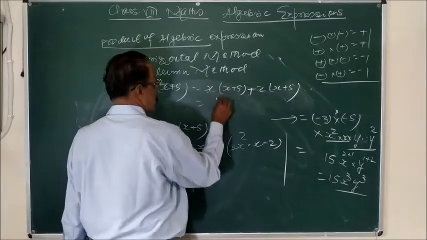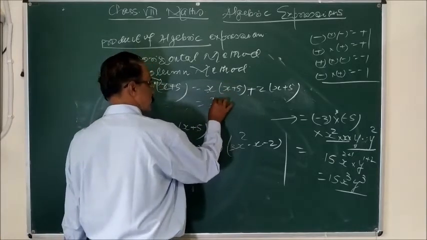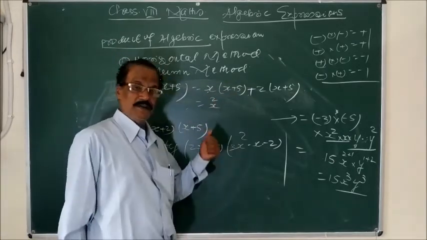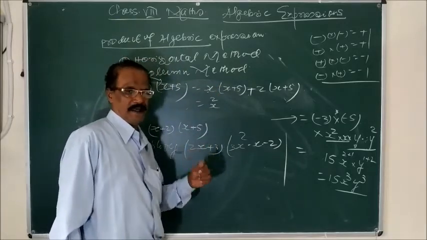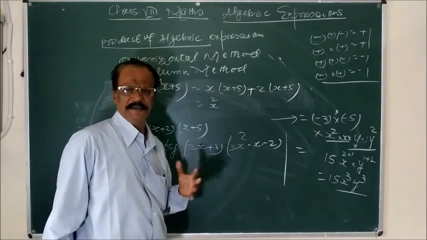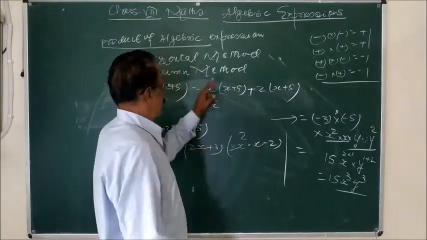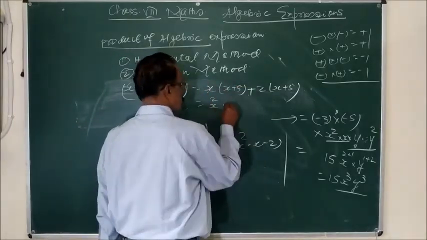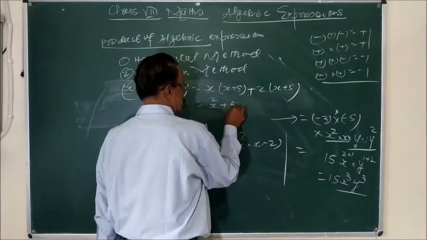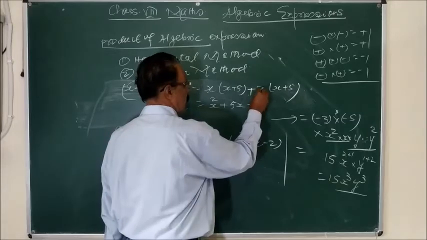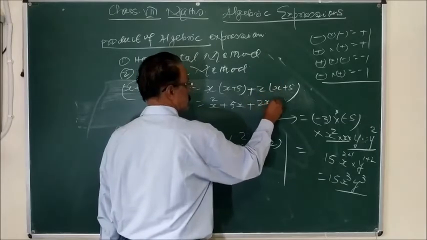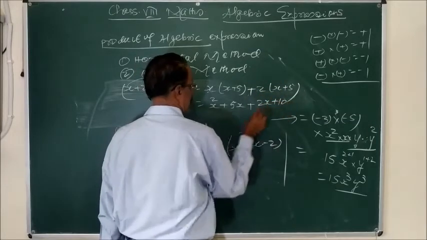So x into x, using that rule, x squared. Do you know how you got the square? Because the bases are equal, the powers are added. No power is mentioned, it is understood the power is 1. 1 and 1, 2. x into 5, this is written 5x, coefficient into variable. And now 2 into x, 2x, and 2 into 5, 10.